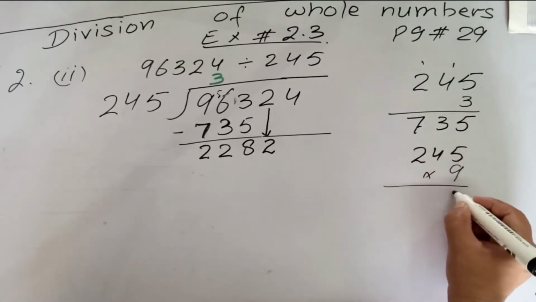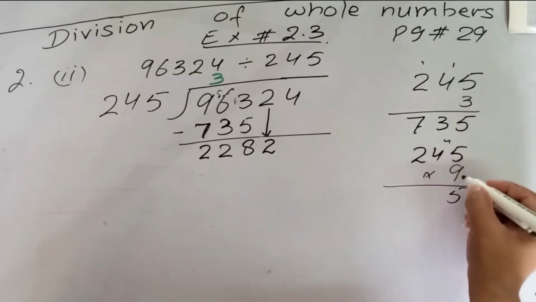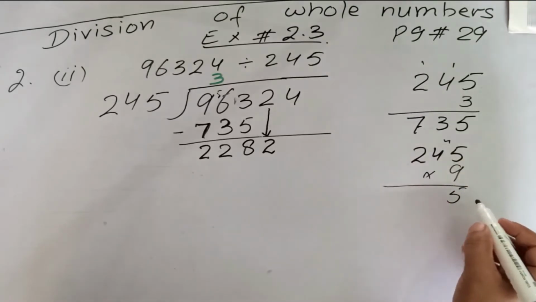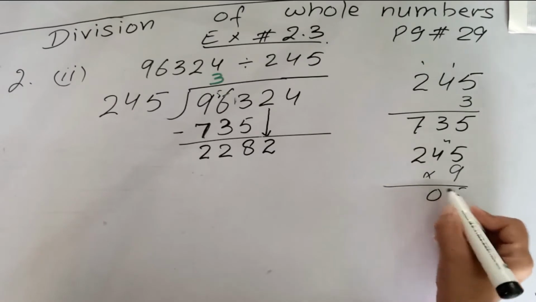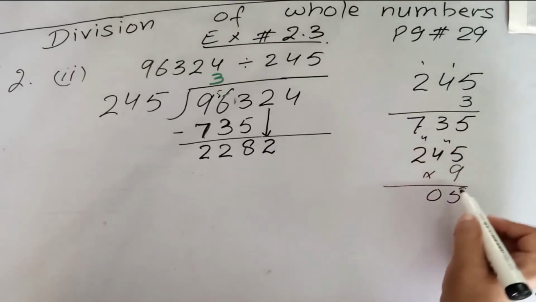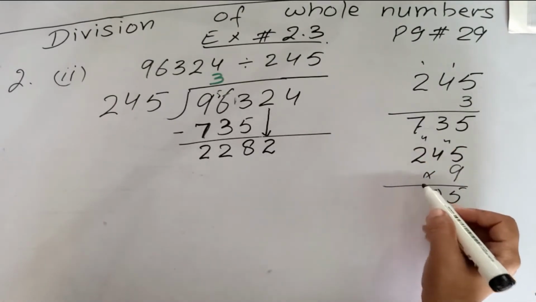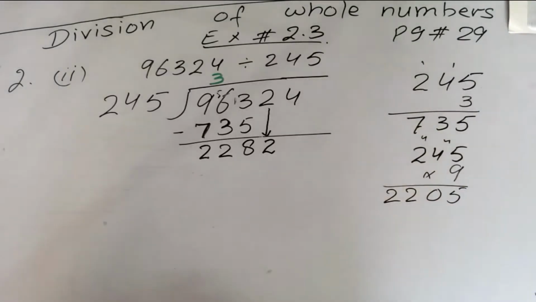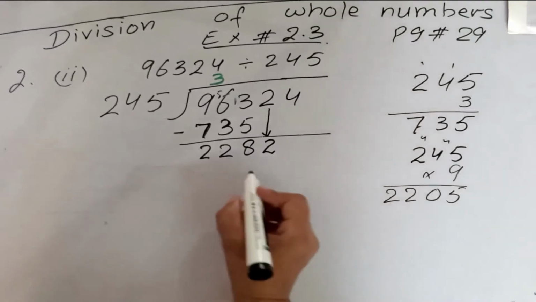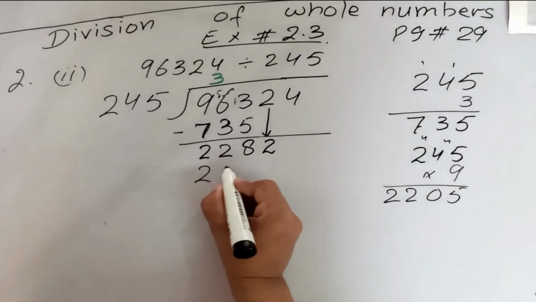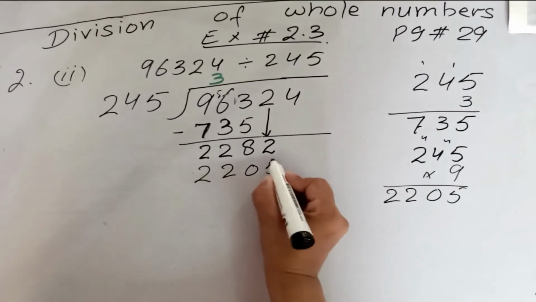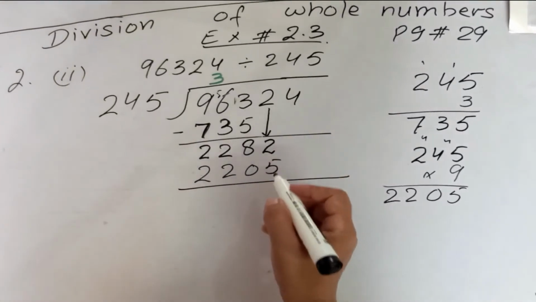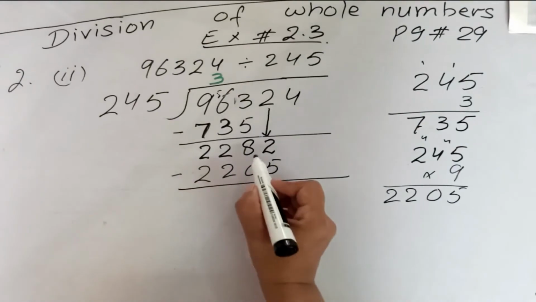9 multiplied by 5, we get 45. 4 carry, 9 4s are 36, plus 4, 40, 0 again 4 carry, 9 2s are 18, 18 and 4 we get 22. So this is 2205. You can see over here this value is smaller than the above value. Again subtract it from the above value.